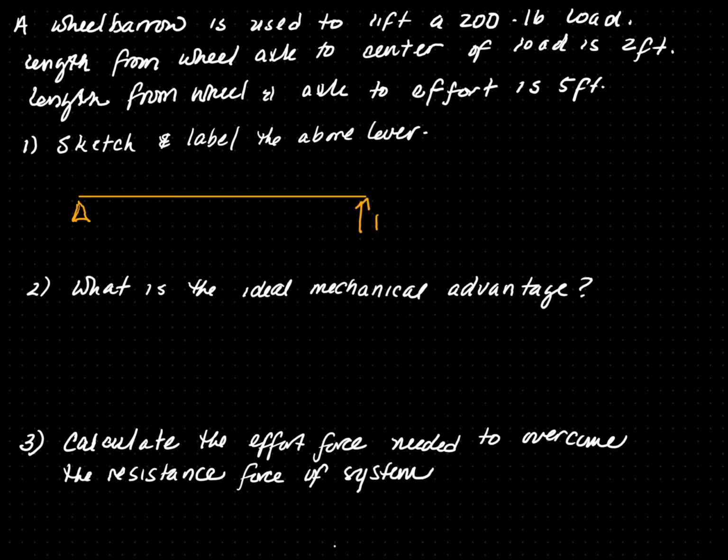Effort is always at the furthest point from the fulcrum, and my resistance, or my load, is in the middle. They gave you the load as 200 pounds. This is equal to 200 pounds. Distance from the load to the wheel, from here to here, is 2 feet. And the distance from the fulcrum to the effort is 5 feet. So this is what your diagram should look like. Again, your diagram could be flipped. The fulcrum could be on the opposite side and the effort force can be on the left side.